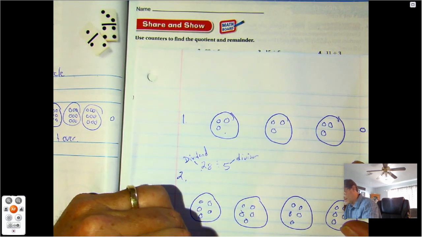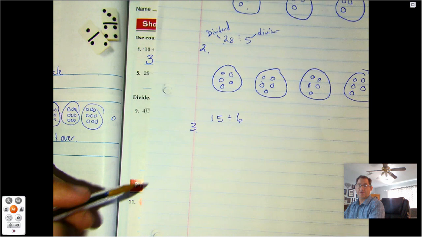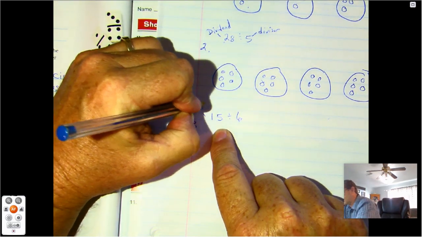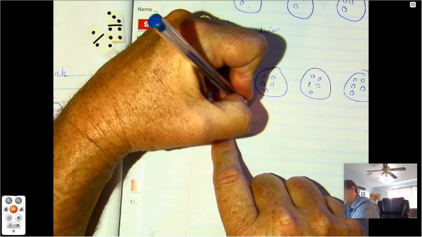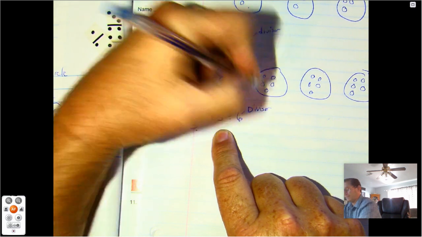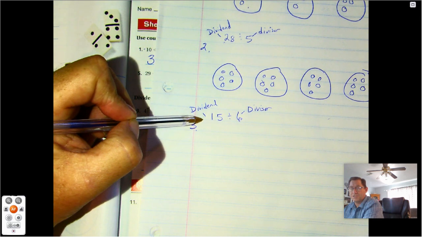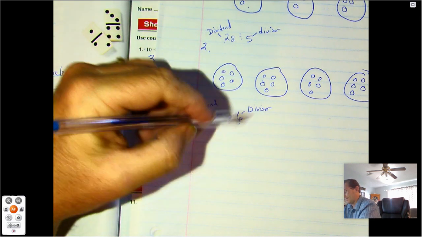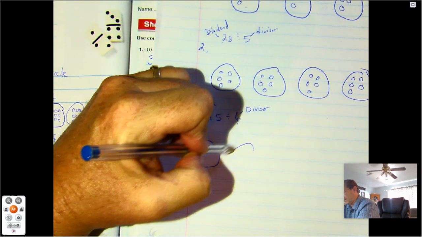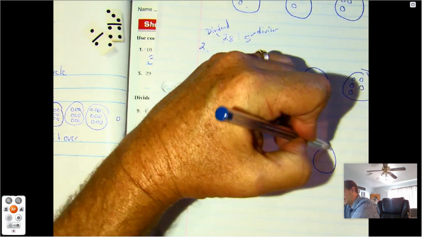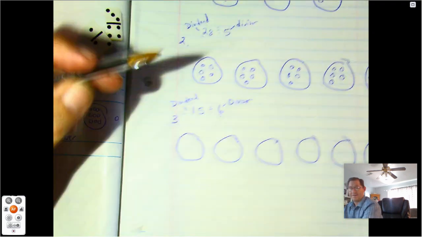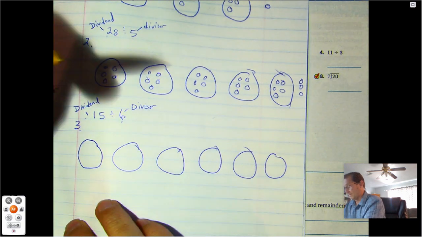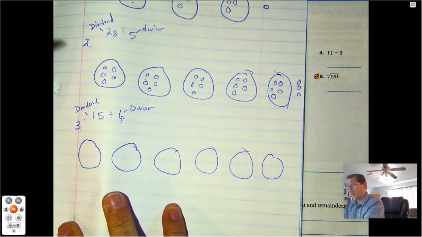Number 3, 15 divided by 6. So the 15 tells me my dividend. The 6 is the divisor. Okay, so the dividend is how many I have to share, and the 6 is how many groups I'm going to break the 15 into. So here it's like saying I have 6 friends, and I have 15 cookies I want to share with my 6 friends, or with 5 of my friends and myself. I want some cookies too.